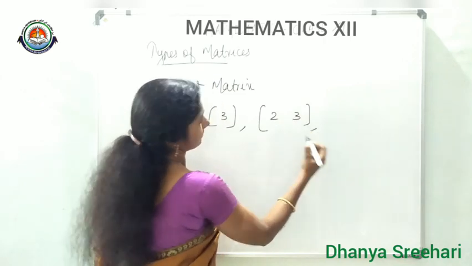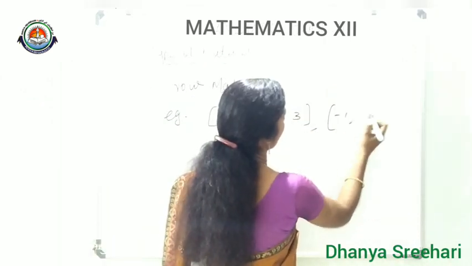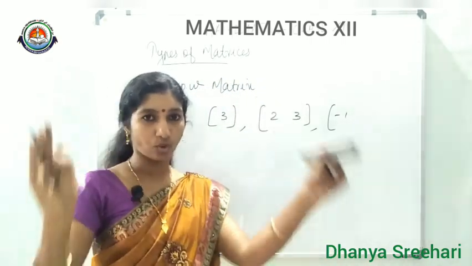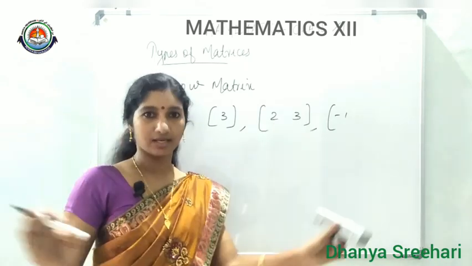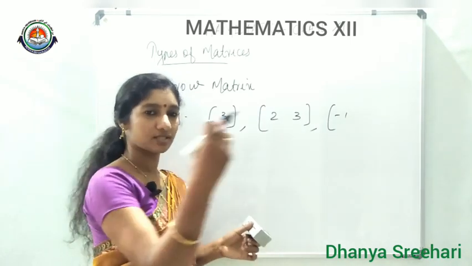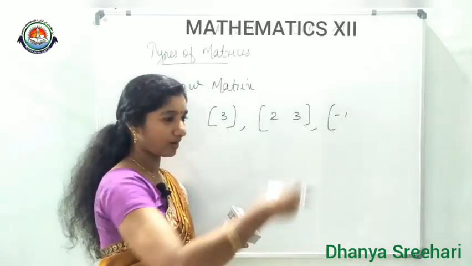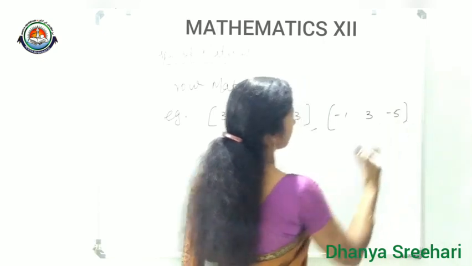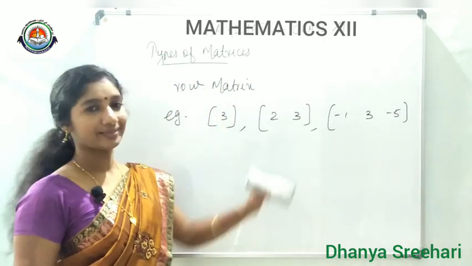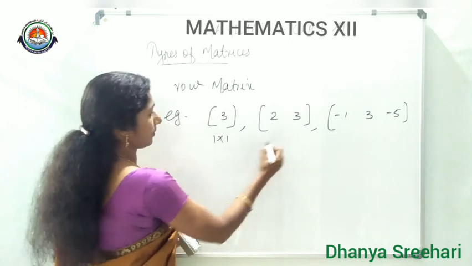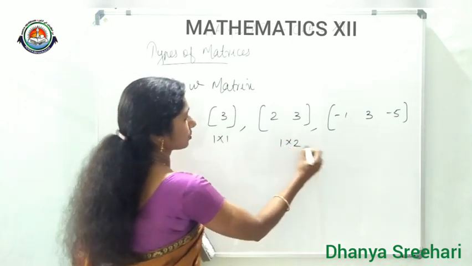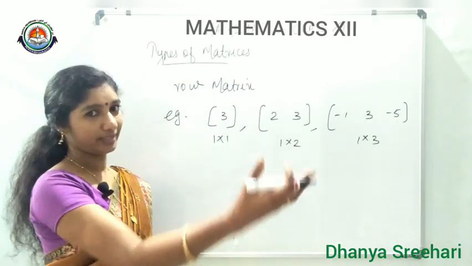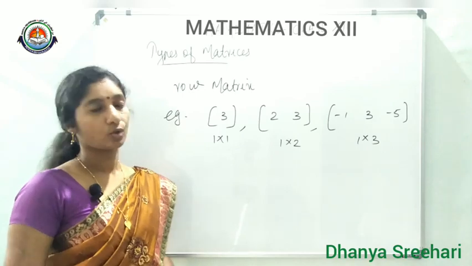2, 3. Minus 1. No comma; we don't put commas between the elements. Inside the square or rectangle, we will not put commas or anything. It is just an arrangement, column and row wise. Minus 1, 3, minus 5. That is a 1 by 3 matrix. What is its order? Order 1 by n. This is 1 by 2. This is 1 by 3. One row and many columns, so we call it a row matrix.